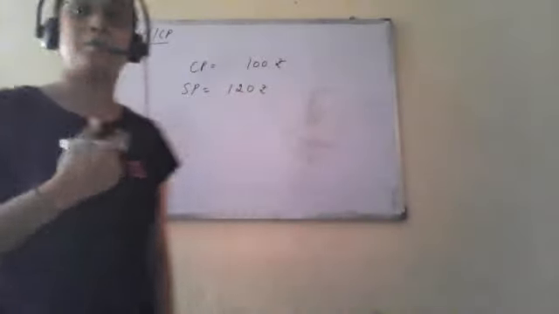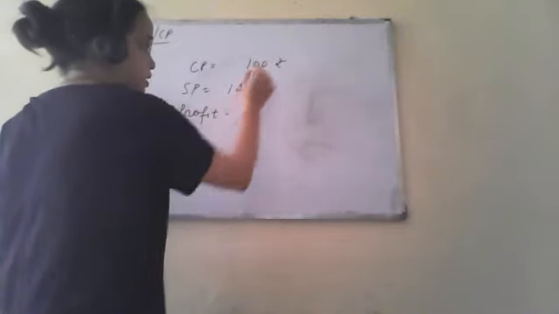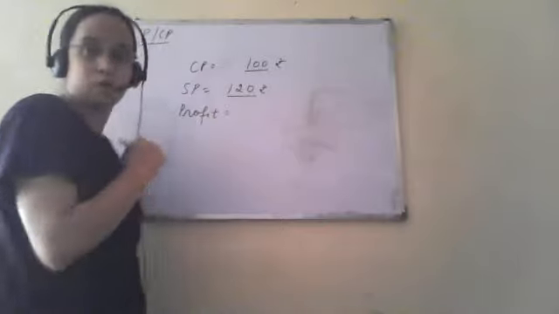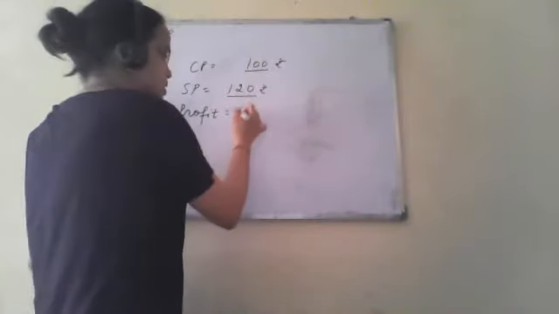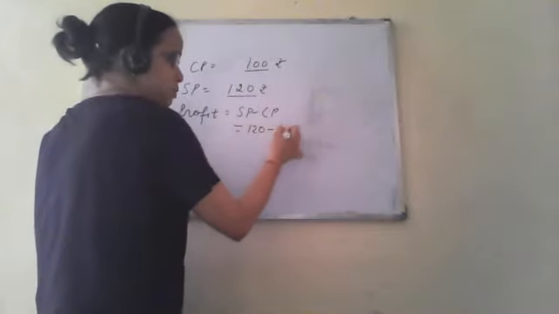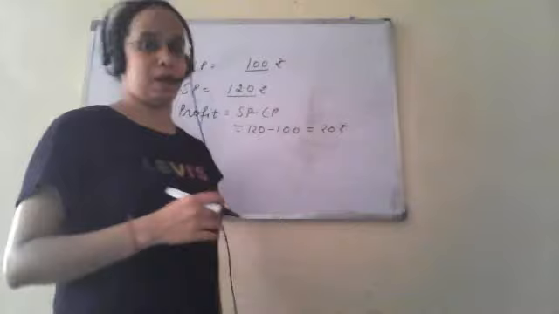Now what is the profit I have earned? It cost me rupees 100 and I have sold it for rupees 120. So what will be the profit earned? It is selling price minus cost price. It is 120 minus rupees 100. So 20 rupees is the profit earned by me.